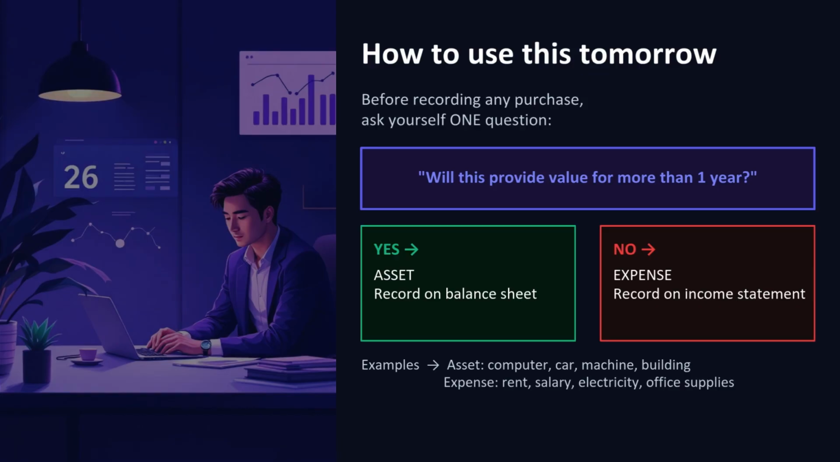Computer, asset. Car, asset. Building, asset. Rent, expense. Salary, expense. Electricity, expense. Run every purchase through that question.